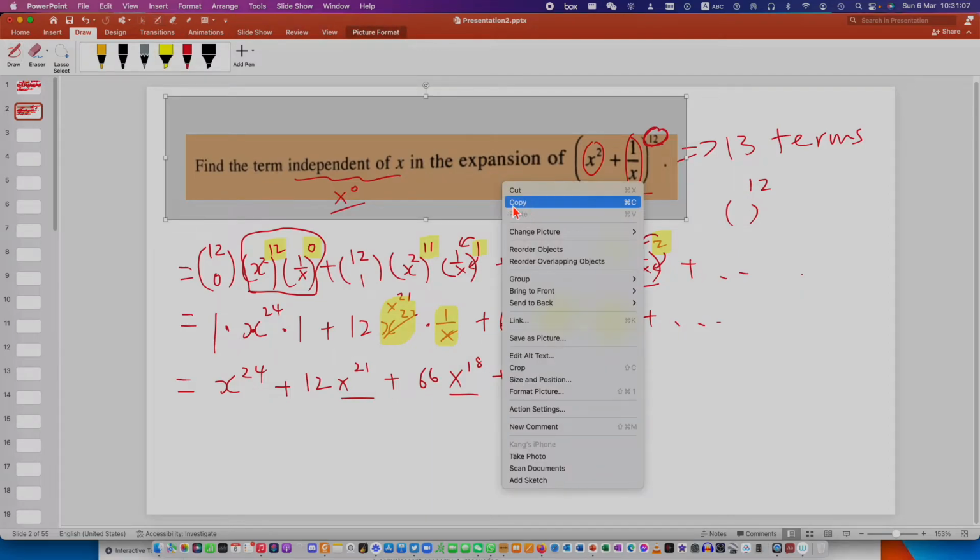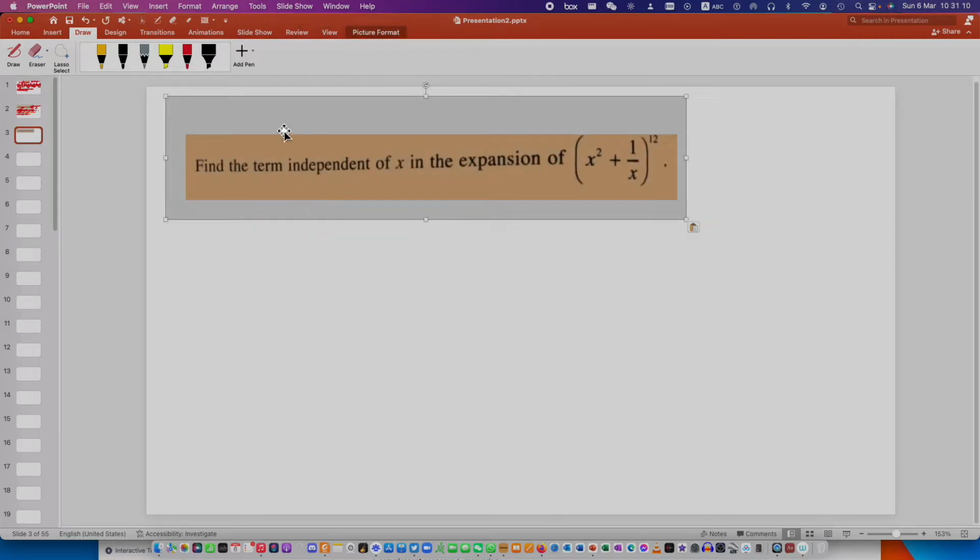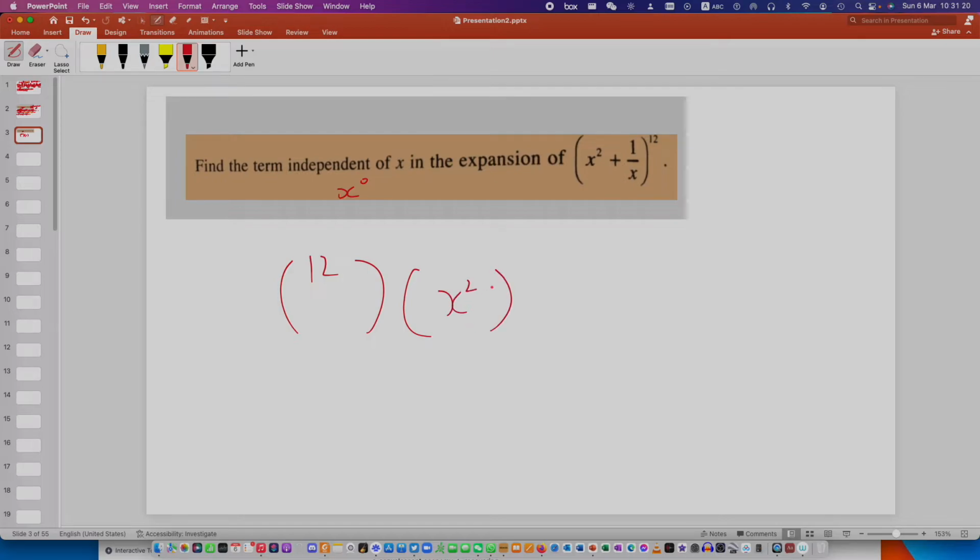The question you ask yourself is, what power? I know I need to get the x to the power of 0 term, independent of x. So that means you need to ask yourself, it's always 12 here, okay? 12 through something, and this is your a, and then this is your b. It's times in between. So the question you ask yourself is, what do I put here and here, so that these two will give me x to the power of 0 term? Let's say if this is x, this is y, meaning your x plus y must be 12.